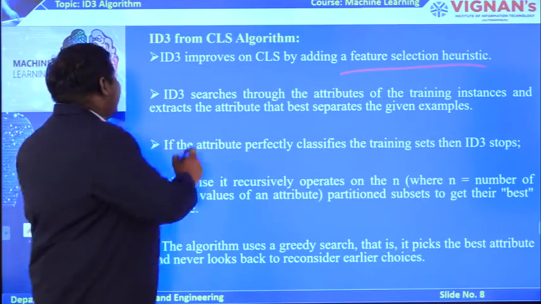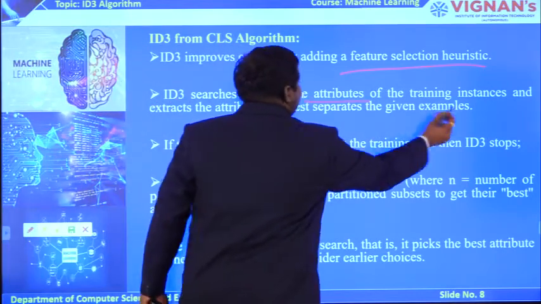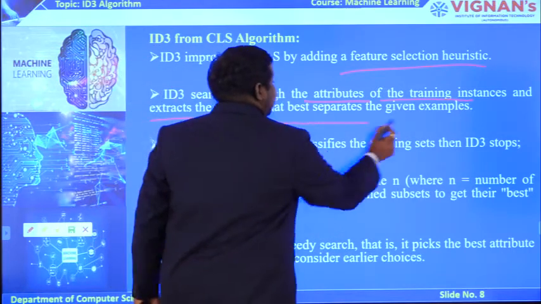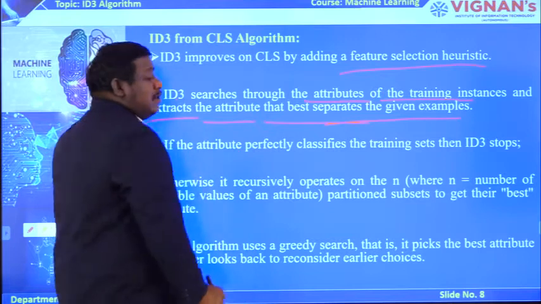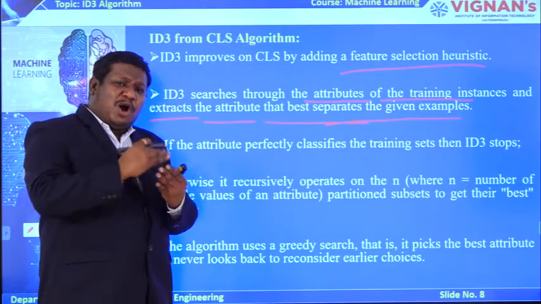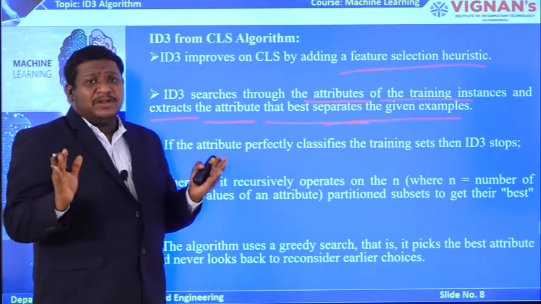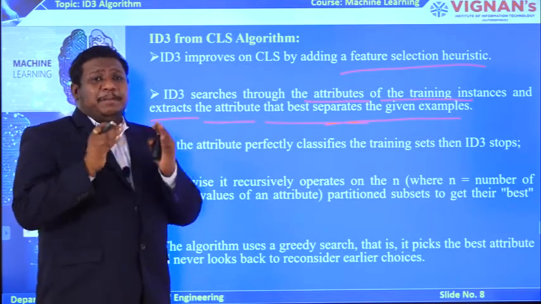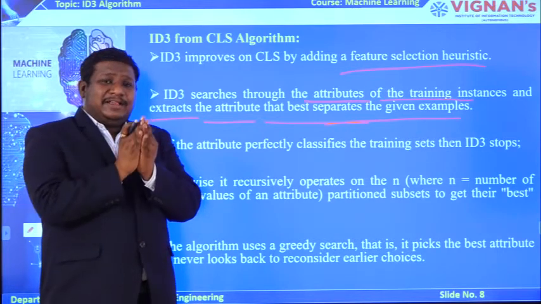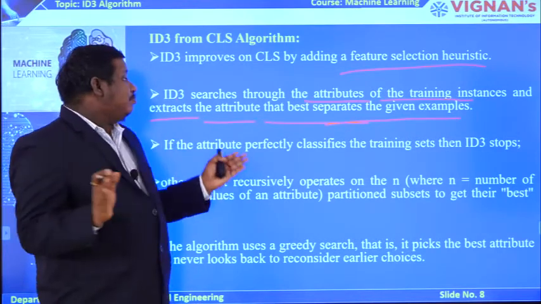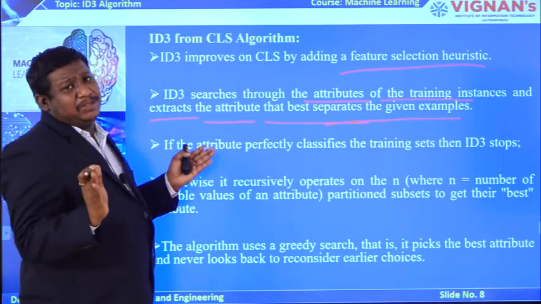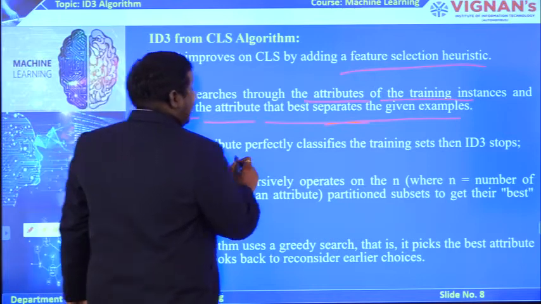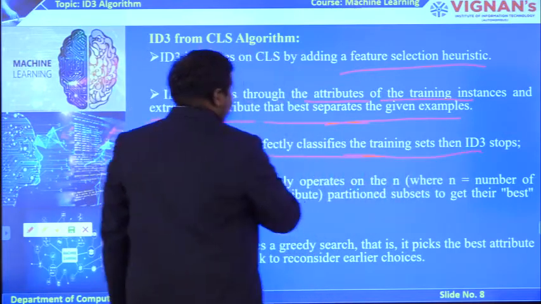Second, ID3 searches through the attributes of the training instances and extracts the attribute that best separates the given examples. So, the ID3 algorithm searches among all the attributes of the set where we have the entire data. From that it will search for the best attribute that can exactly classify the data or separate the given examples. That is the main role of this ID3 algorithm. Then if the attribute perfectly classifies the training set, then ID3 stops.